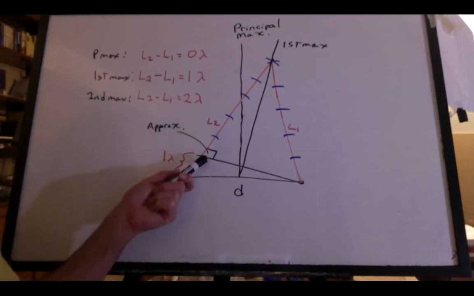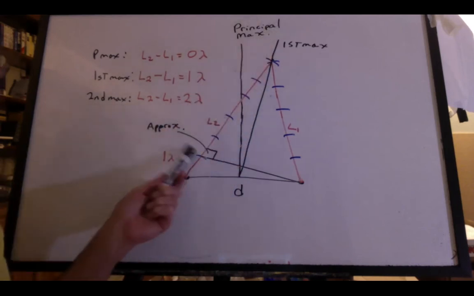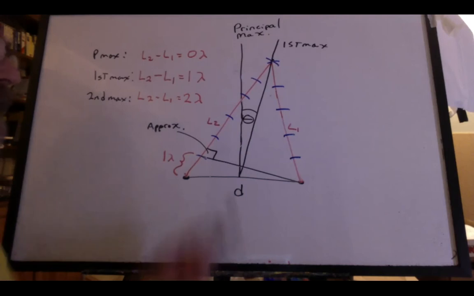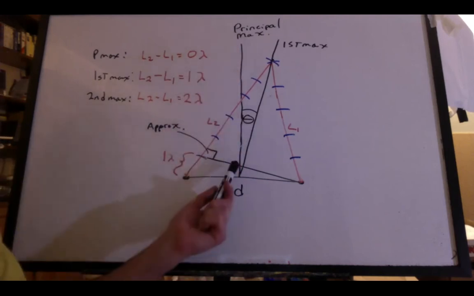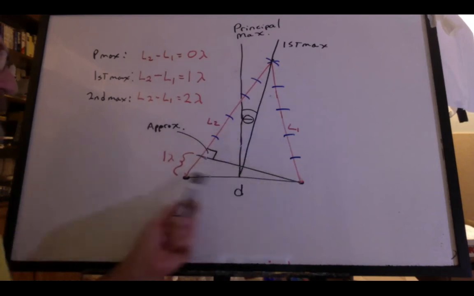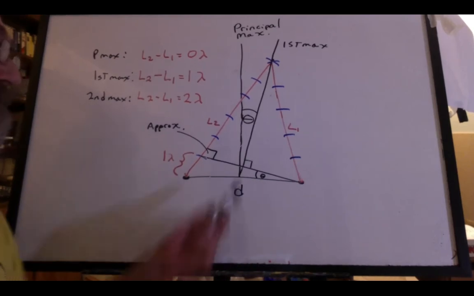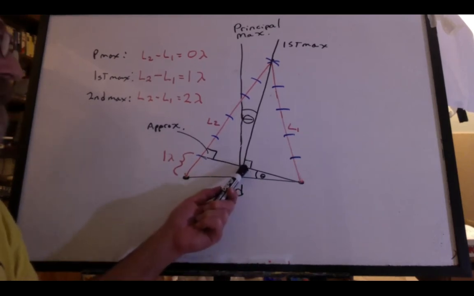This is an approximation to make it a 90-degree angle. It's an approximation that gets better as we move further away on that first maximum. We can measure the angle between the principal maximum and the first maximum and find that angle somewhere in here. Did you guess that it'll be there? Now that really is a 90-degree angle.